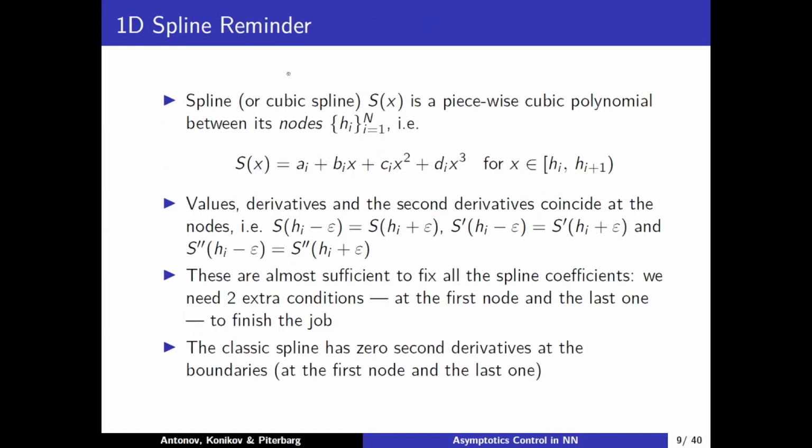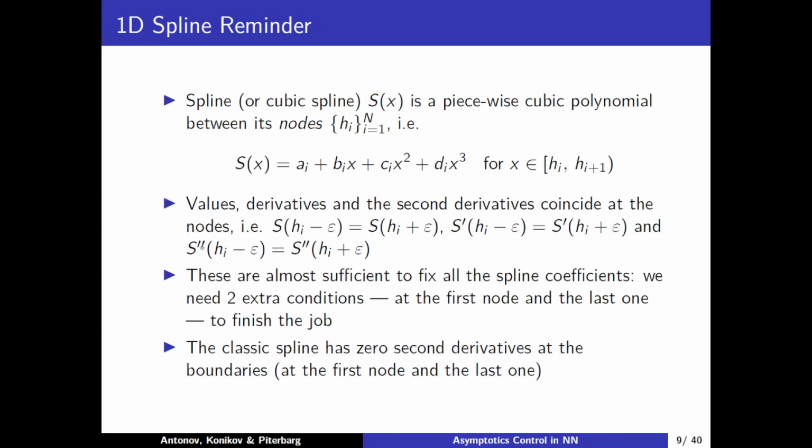So first, a reminder of the one-dimensional spline. A cubic spline is a piecewise cubic polynomial, as simple as this: between nodes h of i and h of i plus 1, we have a cubic polynomial. The spline should pass through given values. For given h of i, we fix the values of the function where we would like this spline to pass through. And the spline is a very smooth guy, so we require the values to be the same, the derivatives to be the same, and the second derivatives to be the same as well. So in the cubic spline, even the second derivative is continuous.